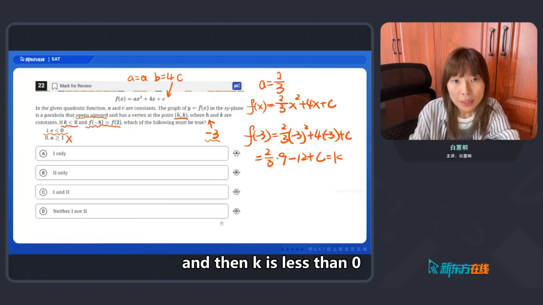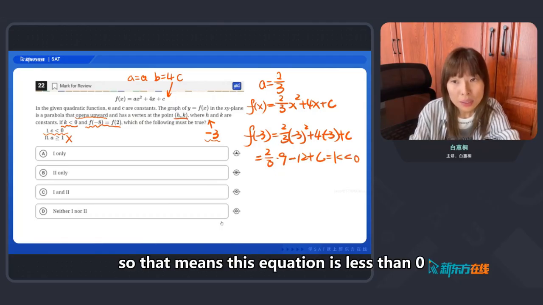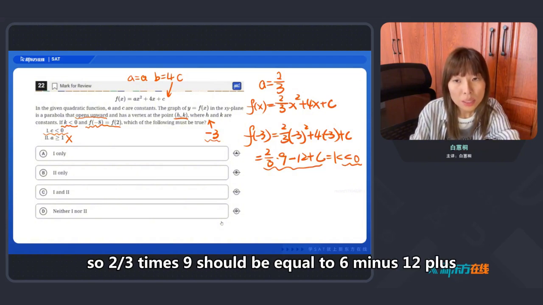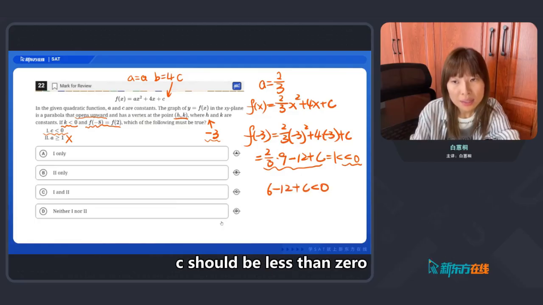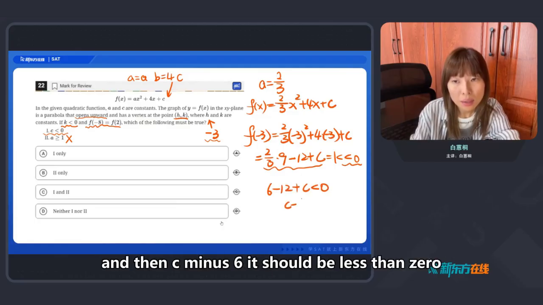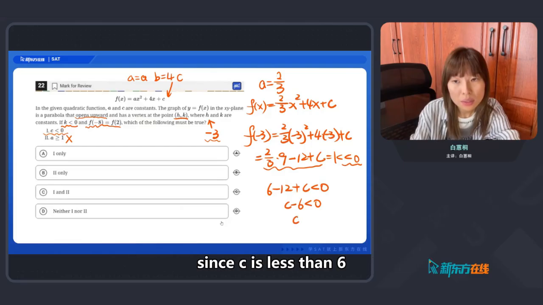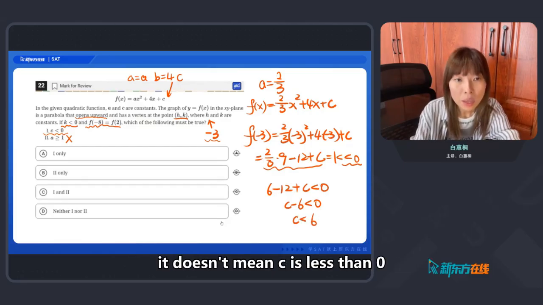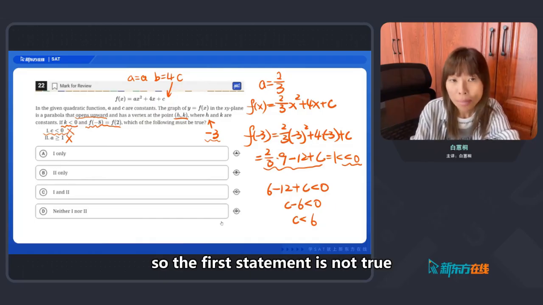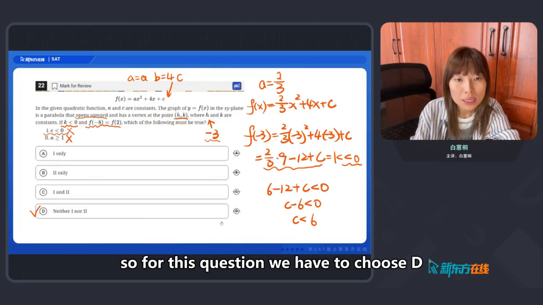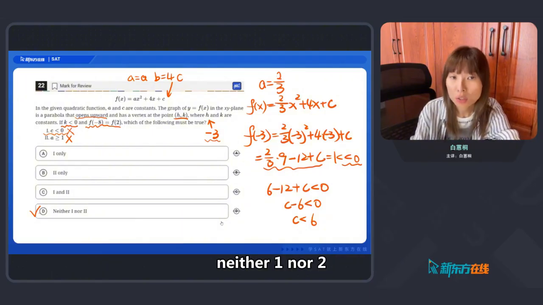And k is less than 0, so this expression is less than 0. So 2 over 3 times 9 is equal to 6, and 6 minus 12 plus c should be less than 0. Then c minus 6 should be less than 0, so c is less than 6. It doesn't mean c is less than 0, so the first statement is not true. So for this question, we have to choose D, neither 1 nor 2, okay?